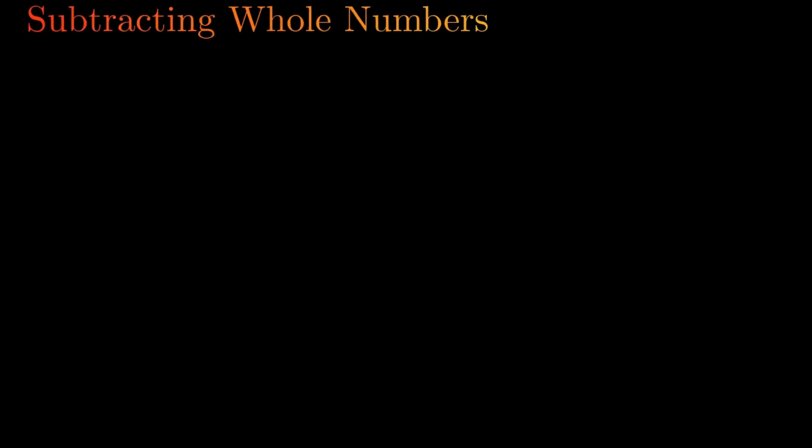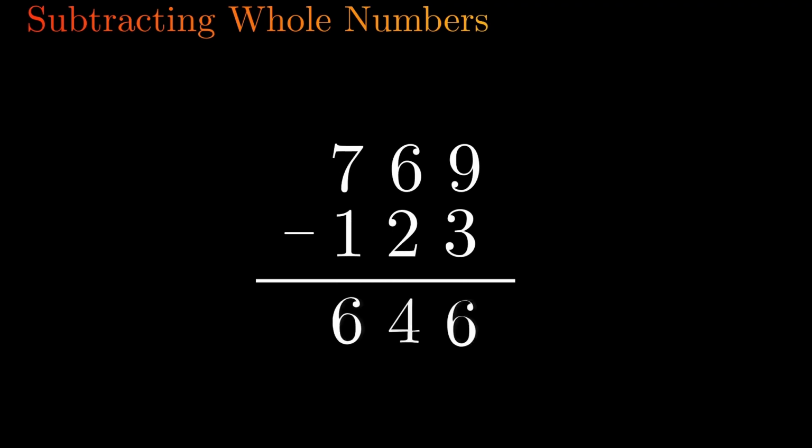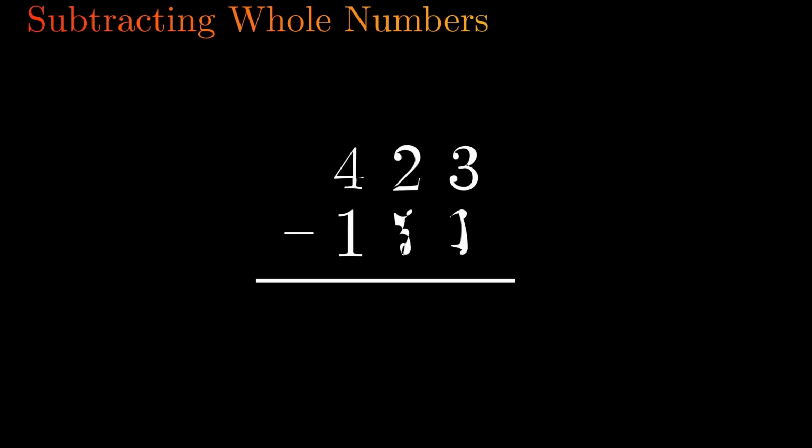Now for subtraction. If addition is combining, subtraction is taking away from a group. If you begin with 769 and give away 123, you subtract them and get 646. But what happens when the top digit is smaller than the bottom? This is where we borrow. Let's subtract 151 from 423.